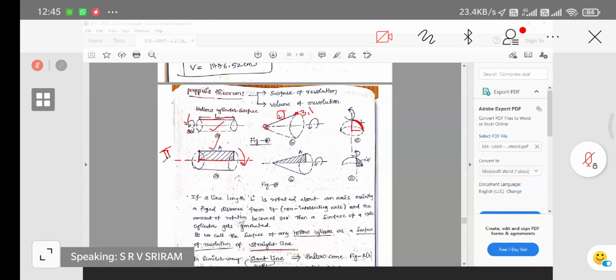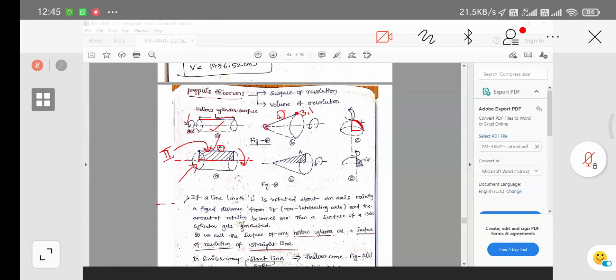Why? Because the rectangle is nothing but your surface element. Surface element, so surface element definitely is having area. So from area we are going to get a solid body. So what kind of solid body are we going to get if I rotate the rectangular object? If I rotate the rectangular object by placing one of the edges on the axis of rotation, I will get a solid cylinder.